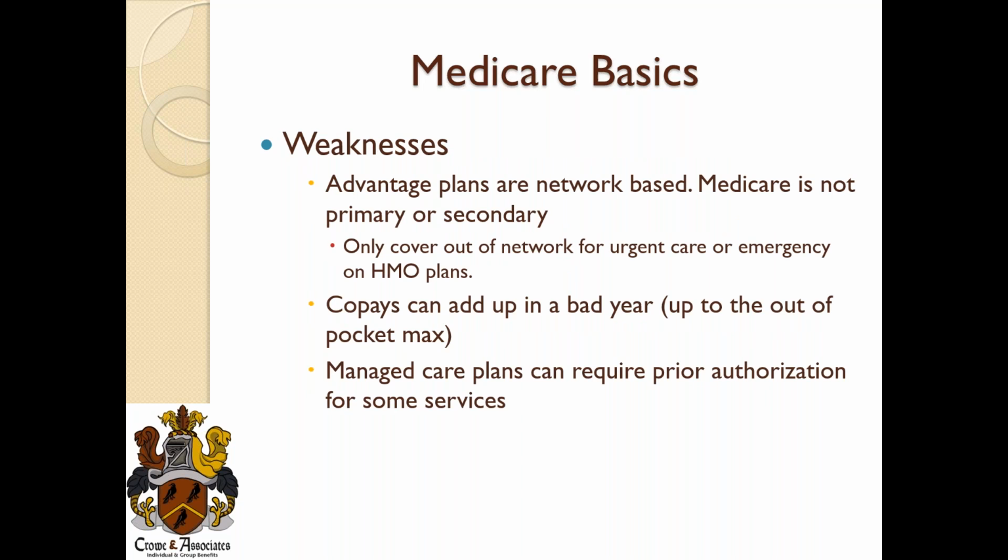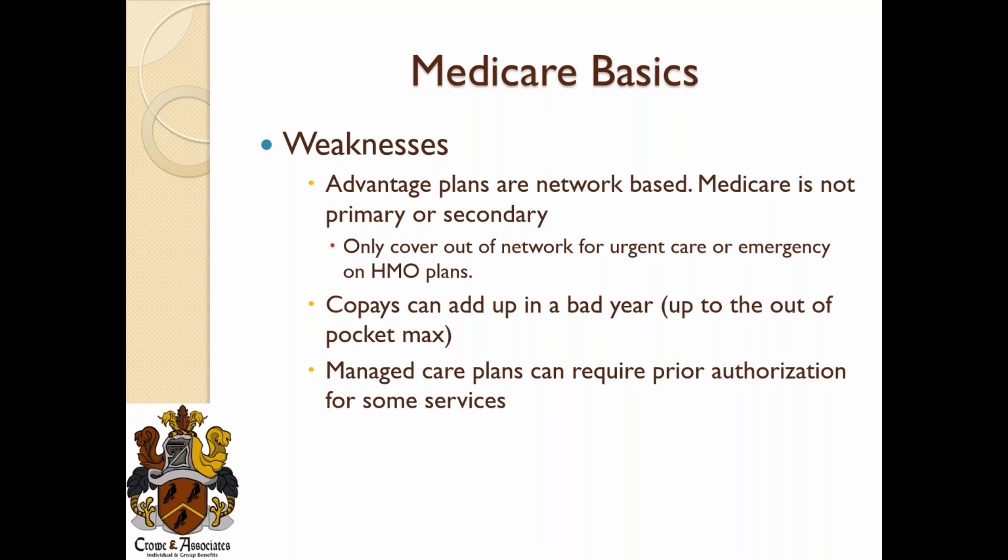Weaknesses of Advantage plans: well, the first is they're network-based. Medicare is not primary or secondary in this situation. Your Advantage plan is your primary and secondary insurance, so you've got to stay in the network. They only cover out-of-network for urgent care and emergencies on HMO plans, and in many states, HMOs are all that are offered. They don't all require referrals for specialists, but you got to stay in the network. And if you want to go out, again, it's only emergencies and urgent care. Worldwide coverage, but that's the only way you could go out.